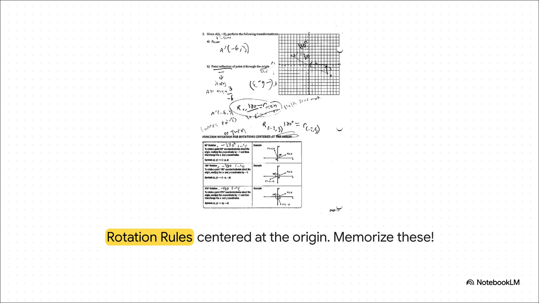And you guessed it, here's another cheat sheet. This one is for your rotation rules when they're centered at the origin. And yeah, you just gotta memorize these. But look for the patterns, okay? For 90 and 270 degrees, the x and y always swap places. The only difference is which one gets a negative sign. And for 180, that's an easy one. They stay put, but both of them get their signs flipped. Spotting those patterns makes it so much easier to remember.